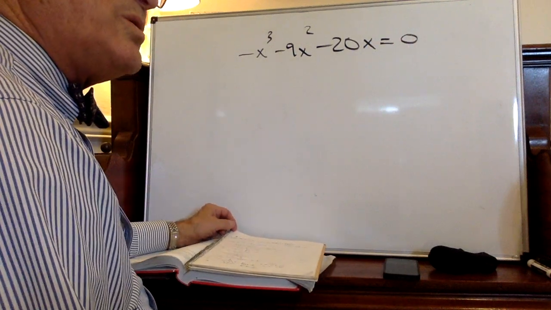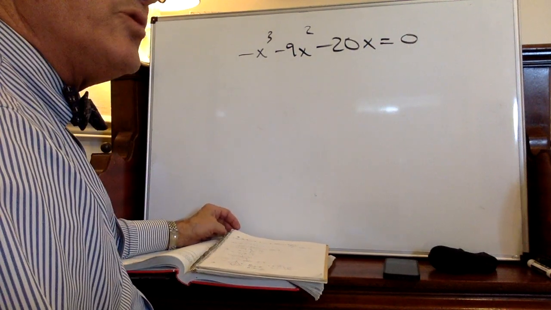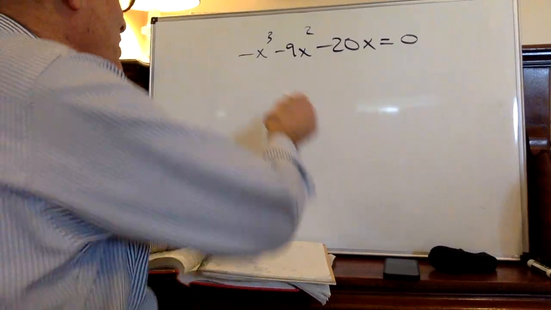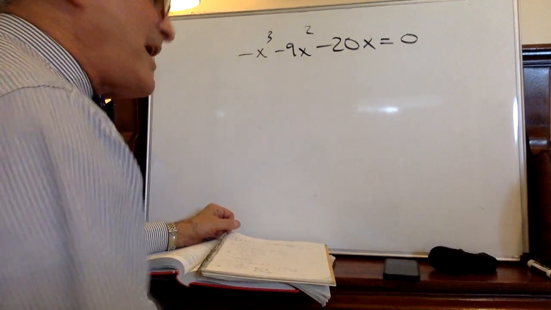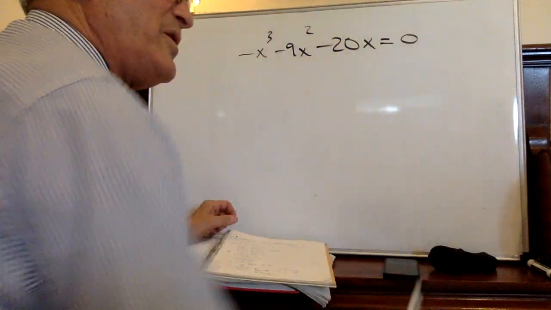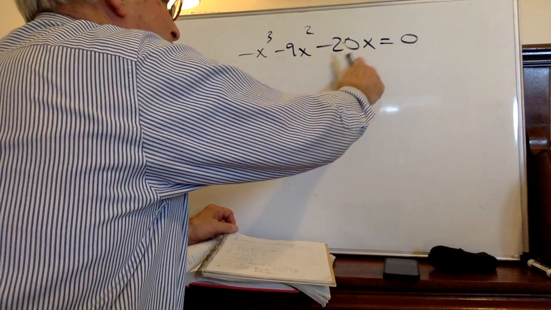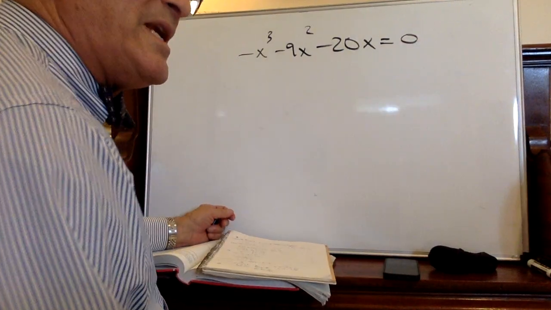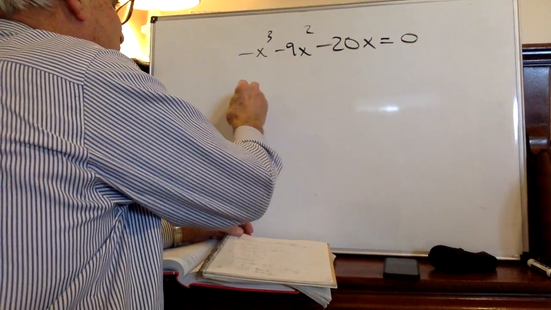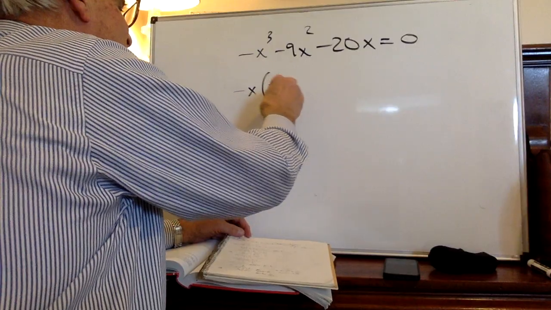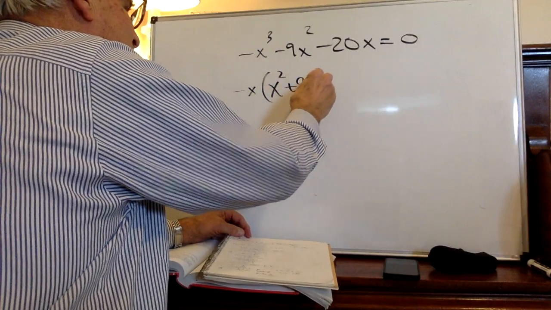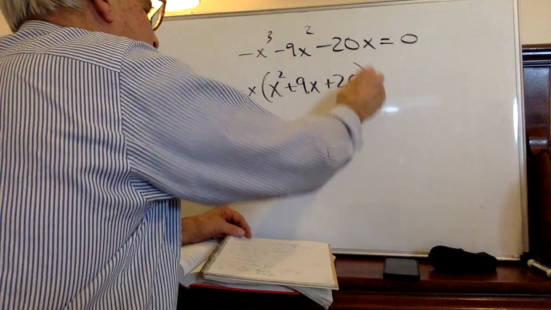I told you it's always better if you have your highest degree term positive, so I've got two options here. I can either factor out a negative x, or I could just say multiply both sides of the equation by negative 1, and all of these signs would change. Negative 1 times 0 is 0. Either way, you're going to get the exact same answers. I'm just going to factor out a negative x. This becomes x squared plus 9x plus 20 equals 0.